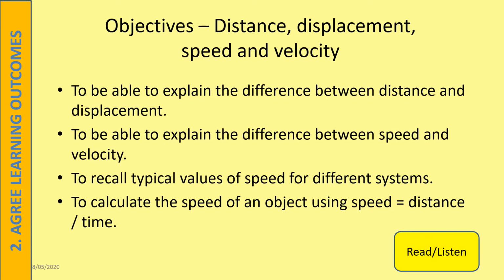These are our objectives for this lesson. We want to be able to explain the difference between distance and displacement. We then want to be able to explain the difference between speed and velocity. We need to remember typical values of speed for different situations, and we need to calculate the speed of an object using the formula speed equals distance divided by time.